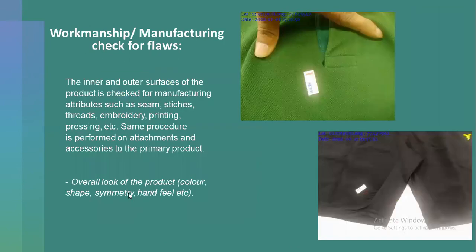So during workmanship check, we have to check both the inner and outer surface of the product against the manufacturing attributes such as seams, stitches, threads, embroidery, printing or pressing. The same procedure is performed on attachments and accessories to the primary product. Overall look of the product, like color, shapes, symmetry and hand feel, has to be checked for all selected sample size.